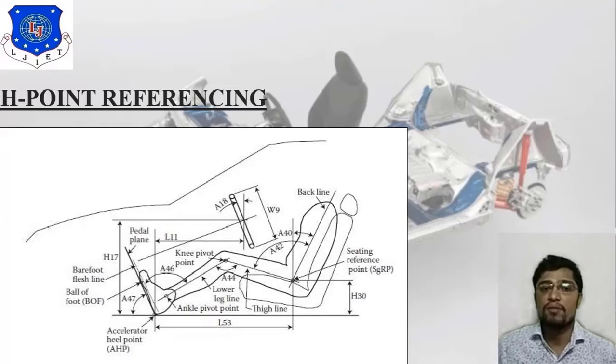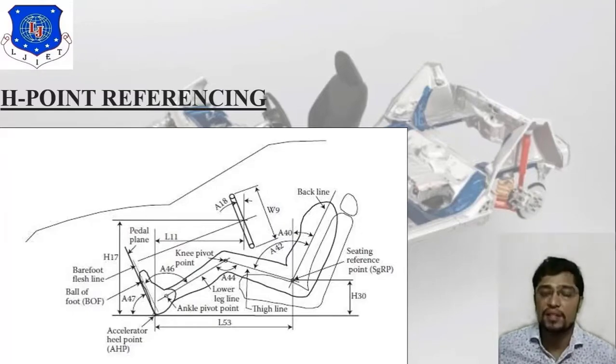In the image you can find the seating reference point, SGRP. That is our H-point. In the last session we have already done H-point referencing. So SGRP, the seating reference point, is our H-point. Based on that referencing we will discuss different angles like ankle pivot angle, knee point pivot angle, pedal plane, barefoot flesh line, ball of foot, and next accelerator heel point. Based on that reference point, we will discuss different angles. So let's talk on that.